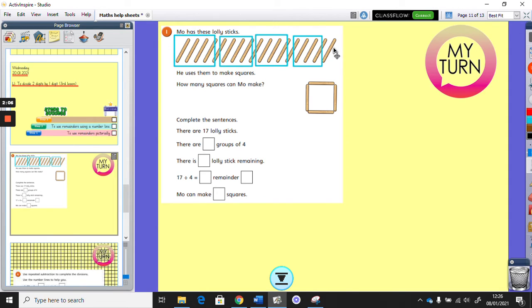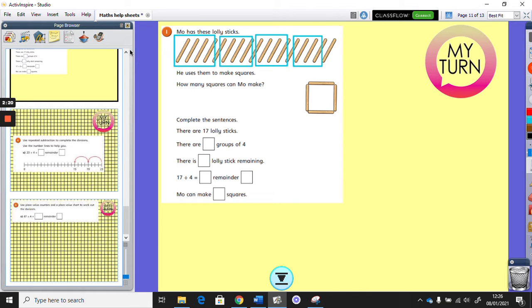So what you need to do is complete the sentences by putting a number in each of the boxes. So you need to read the sentence and put the right number in, okay? You can do that bit by yourself. So if you want to pause the video here, and then after I'm going to go on to the next question.